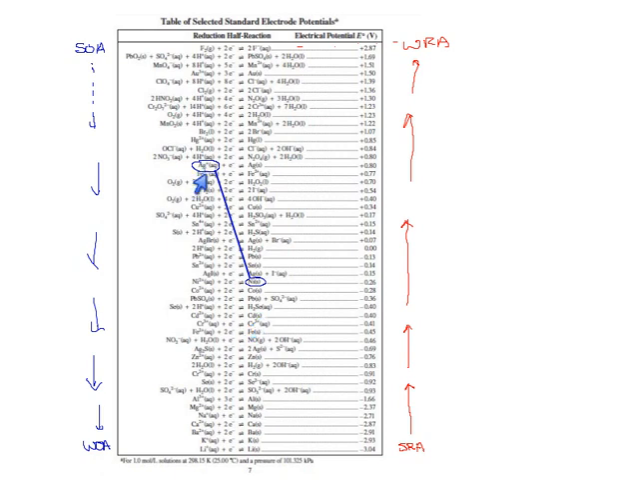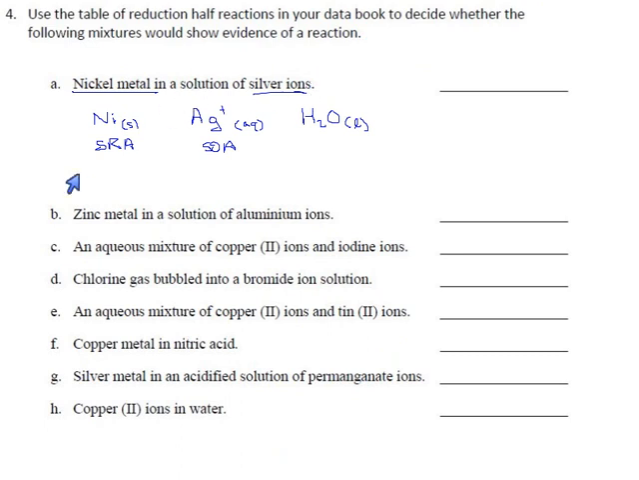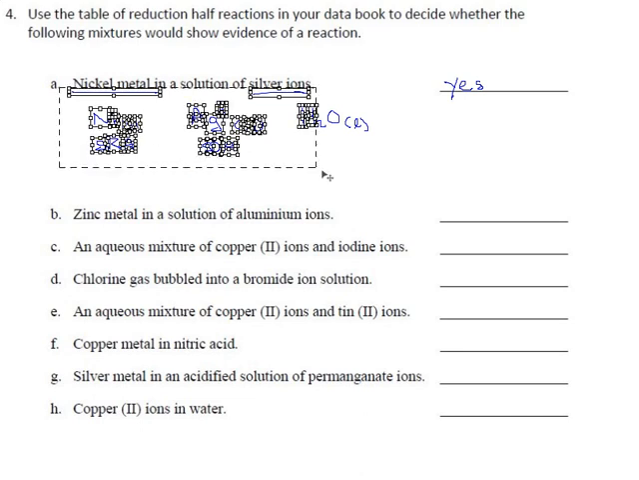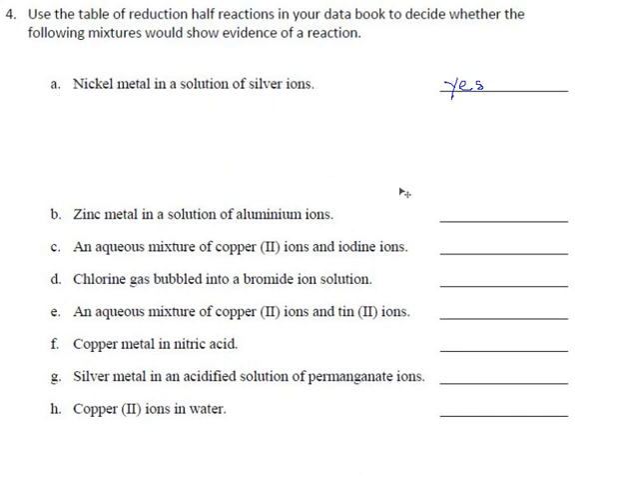So the reaction between silver ions and nickel metal will occur on its own. There will be evidence of a reaction. So this would be a yes. They don't ask what the evidence of a reaction is, and this one would have some. You'd have a color change and you'd have a formation of a precipitate, but we'll get into that later. For now, we're just interested in, is it spontaneous or not? Okay, let's see if we can get through the rest of these a little faster.